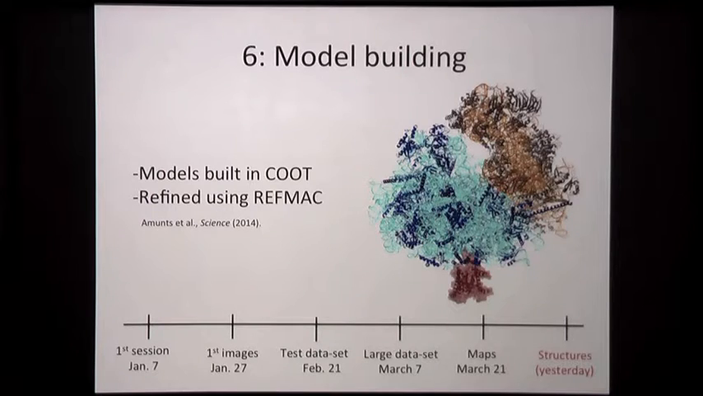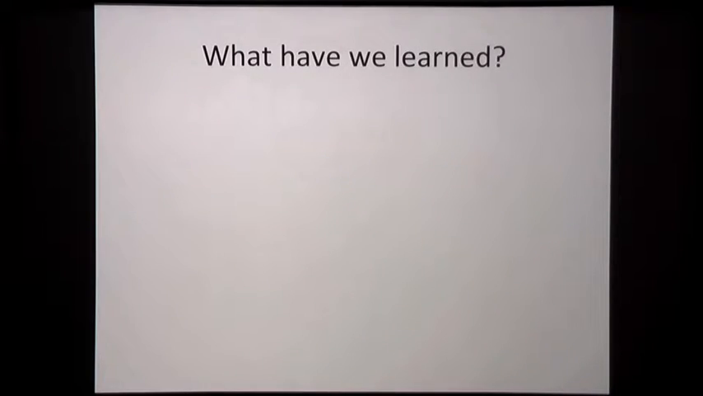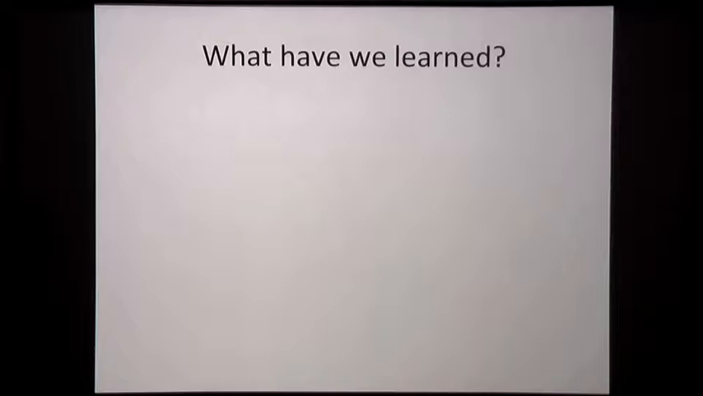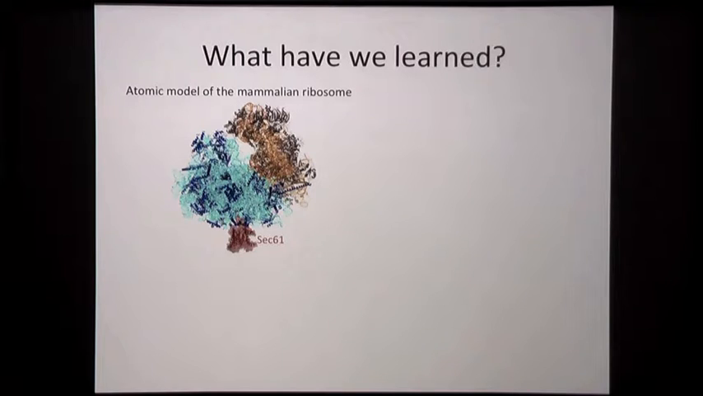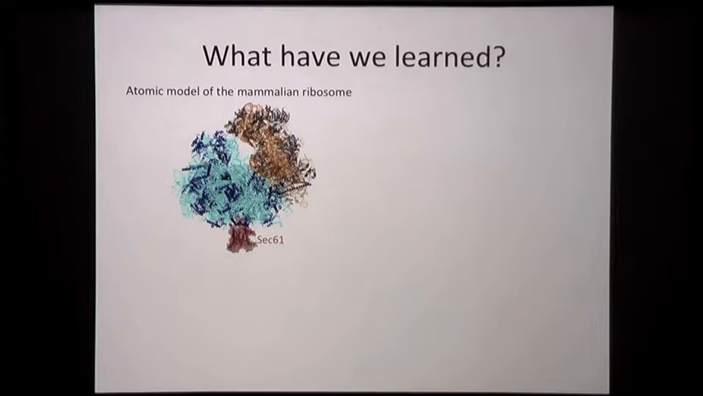And with that, I just have one slide to tell you why we think this is an exciting structure. What have we learned? So as I said, we have a near-atomic model of the mammalian ribosome. This is the highest resolution mammalian ribosome that's been solved to date. And we think we've done a really nice job of producing a nice model for this. So hopefully this will be useful for future structural studies and biochemical experiments and that sort of thing.